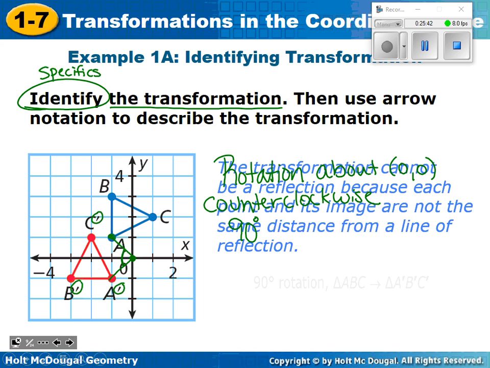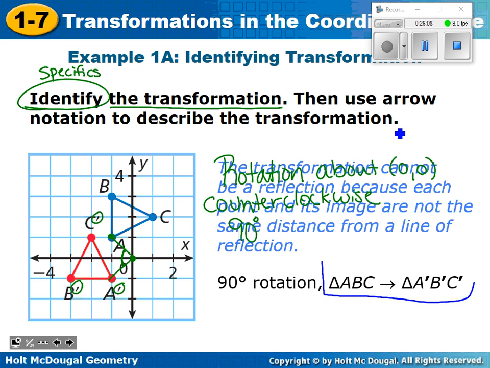Okay, let's try another one. Oh, I forgot the most important thing that everybody misses on their homework, so please look up here right now. What was the second part to this question? Then use arrow notation to describe the transformation. Remember what arrow notation is. It is just simply where you name the two shapes with an arrow. So you will look at the picture and say, okay, triangle ABC, arrow, which means maps onto, triangle A prime, B prime, C prime. That's what they mean by arrow notation.